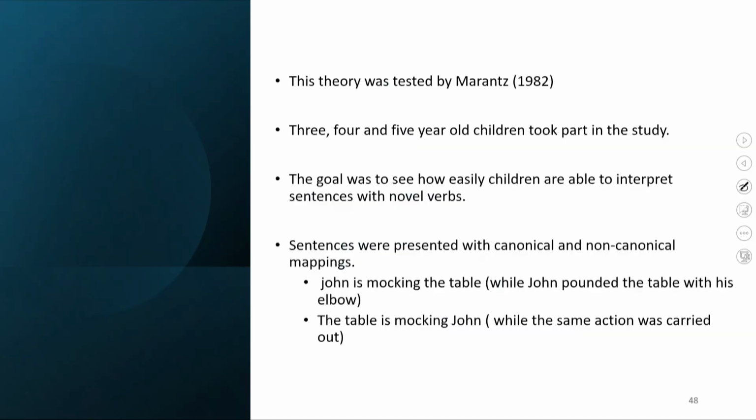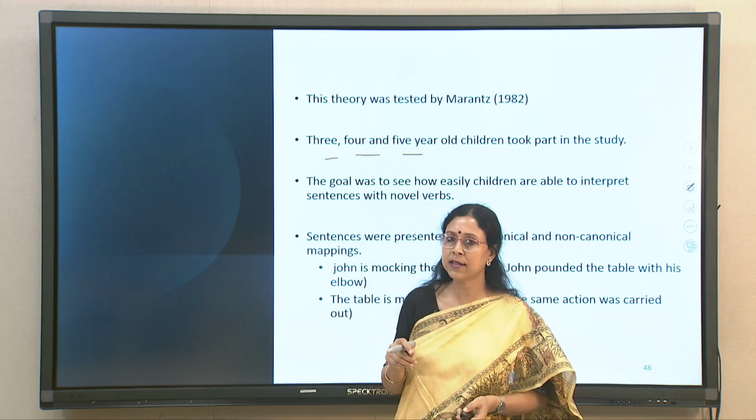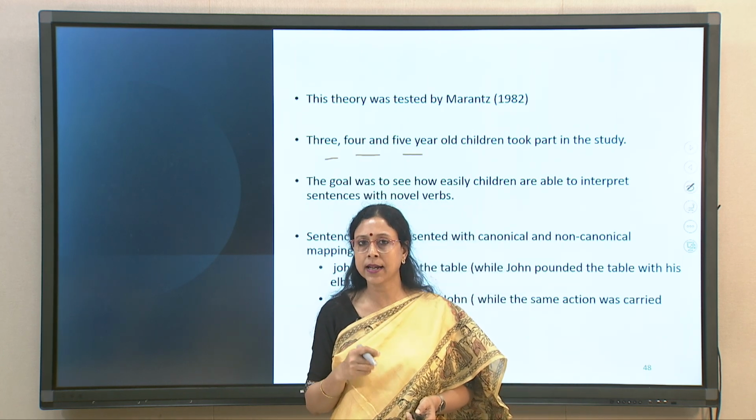This was tested by Marantz in 1982. The experiment had 3, 4 and 5-year-old children take part. The goal was to see how easily children are able to interpret sentences with a novel verb. Now, the verbs used in the experiment do not exist. They are non-words, nonsense words, and they are called novel verbs. These are words that have been created and positioned in the sentence in such a way that they will be taken as the verb.